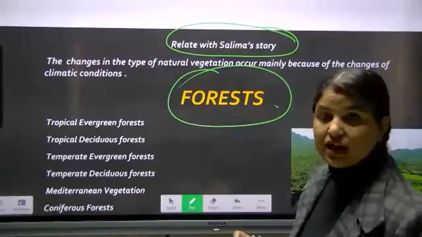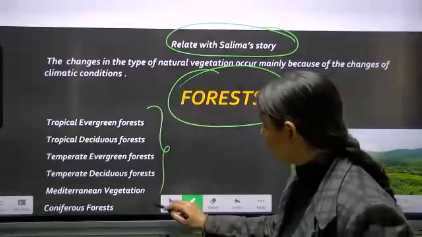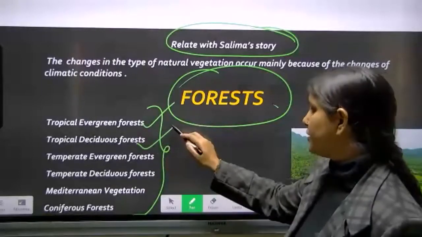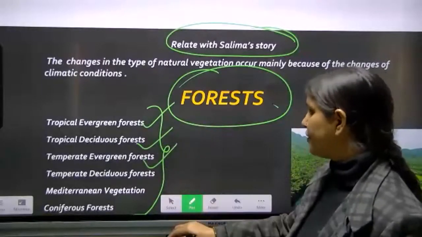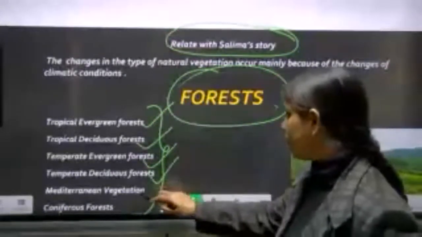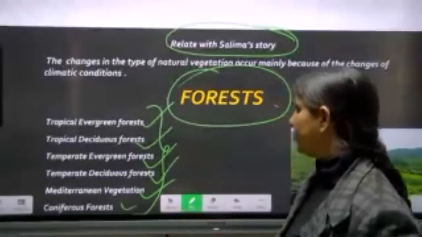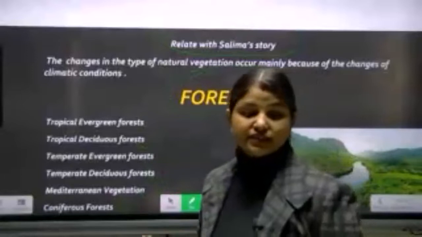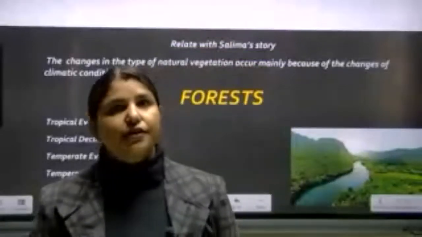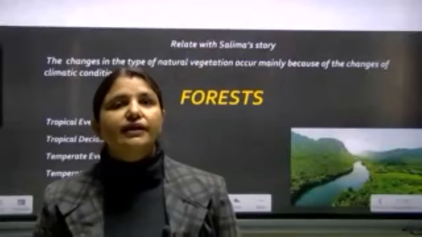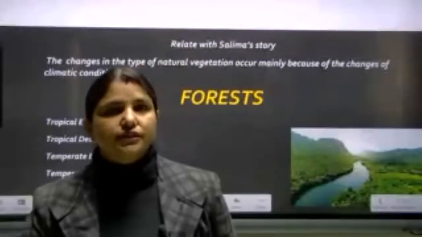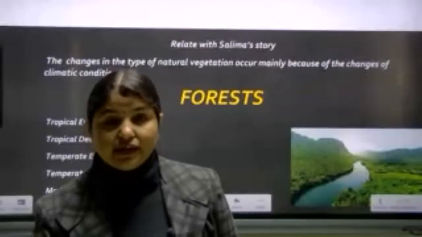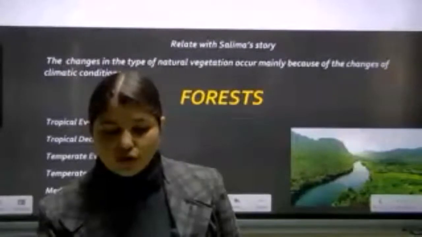And how many types of forests are there? Six types: tropical evergreen forest, tropical deciduous forest, temperate evergreen forest, temperate deciduous forest, Mediterranean vegetation and coniferous forest. So what are all these? What kind of forest are these? Where are they growing? What kind of vegetation and wildlife do we find there? All that we will discuss in our next class. I hope the things are clear to you all. If you have any doubt, you can ask now.